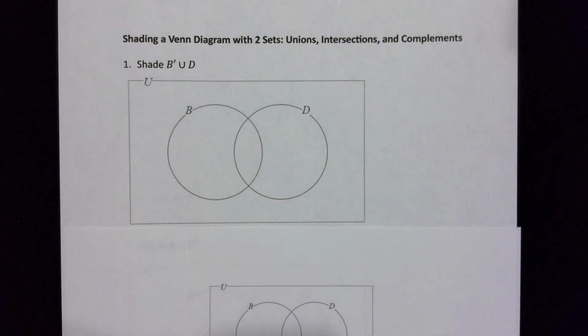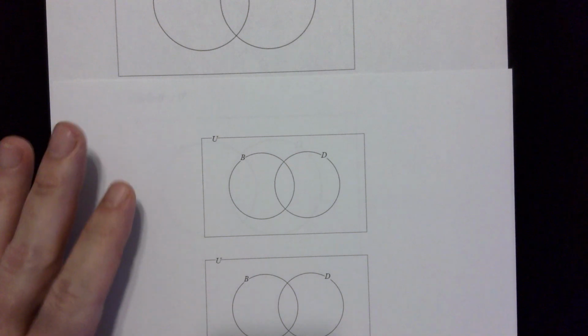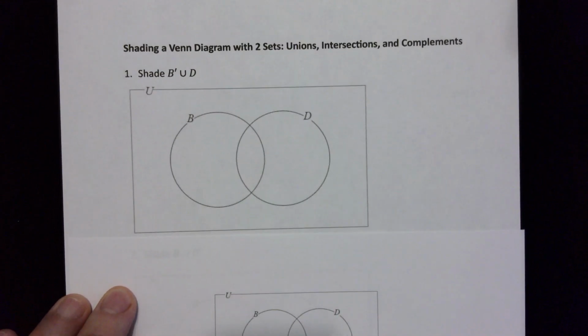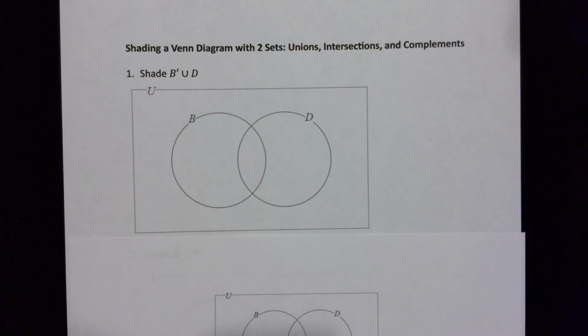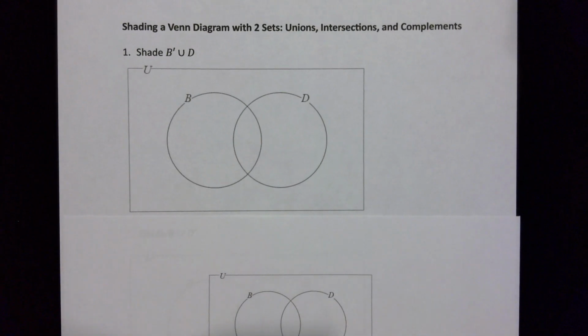In this video, we're going to be shading a Venn diagram with two sets. Unions, intersections, and complements will be included. Okay, so I've printed off some extra Venn diagrams here to shade because I'm going to take this step by step. As you're doing these problems, I recommend doing something similar to this to break these things down step by step instead of just trying to look at it and figuring it all out in your head.